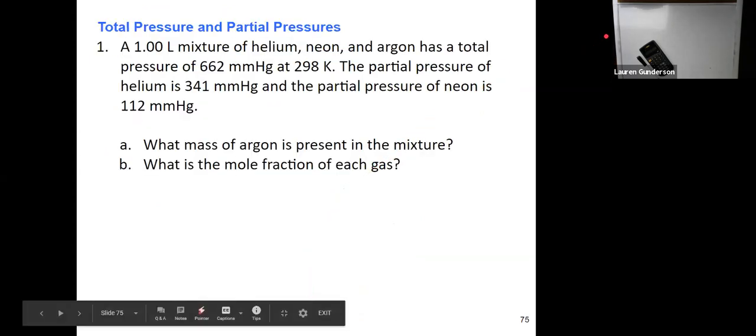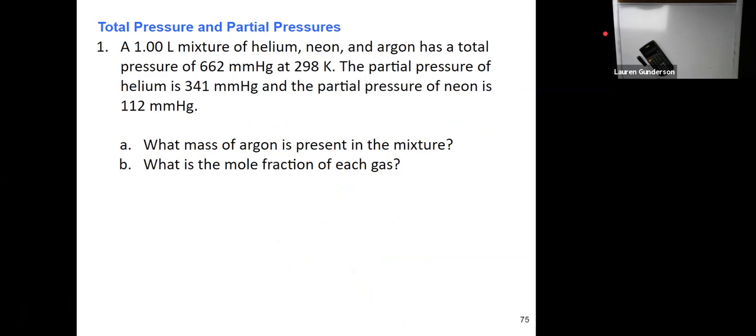So now we're going to look at this example. I'm going to bring it to the whiteboard so that we can do this out together. We have a 1 liter mixture of helium, neon, and argon. Total pressure of 662 millimeters of mercury at 298 Kelvin. The partial pressure of helium is 341 millimeters of mercury. The partial pressure of neon is 112 millimeters of mercury. So we want to know two things. What mass of argon is present in the mixture? What is the mole fraction of each gas?